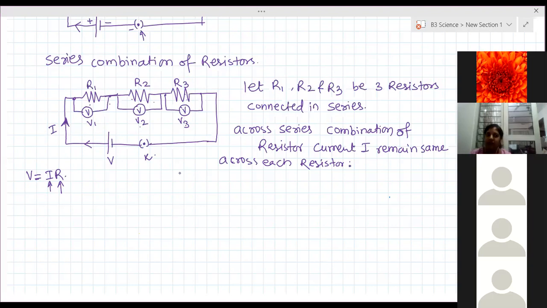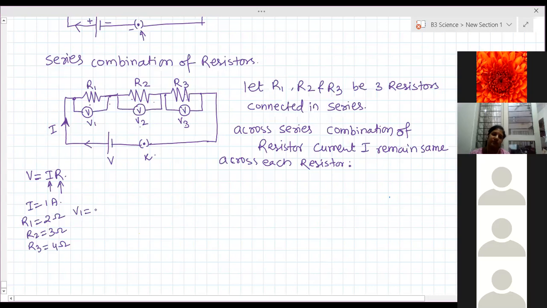It will be different because, suppose for example, the current in the circuit is 1 ampere, and the resistances are R1 equal to 2 ohm, R2 equal to 3 ohm, and R3 equal to 4 ohm. Then what is the value of V1? V1 across R1 is 2 volts. V2 is 3 volts, and V3 is 4 volts. So it is changing, right?